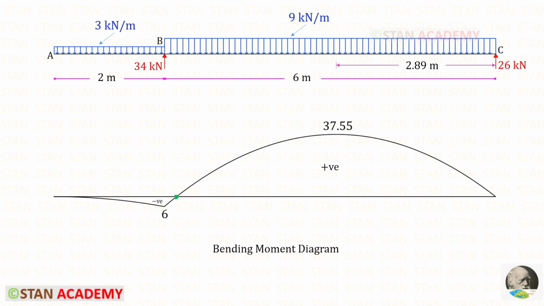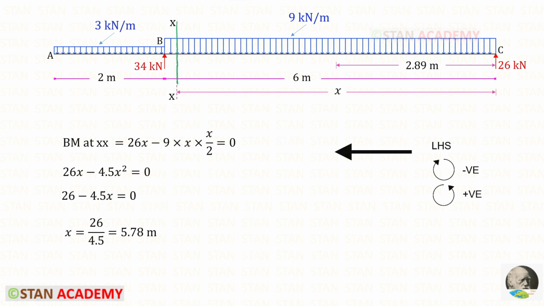In this point the moment changes its sign from negative to positive. This point is called the point of contra-flexure. We need to make a section in this point and find the distance. You can see that I have made a section XX at a distance of x from C. Using the left hand side rule, let us find the moment about the section. RC is acting in the anti-clockwise direction, so it will be positive, and the distance is x. This UDL is acting in the clockwise direction, so it will be negative. The area of the rectangle is 9 into x, and the centroid distance about the section is x upon 2.